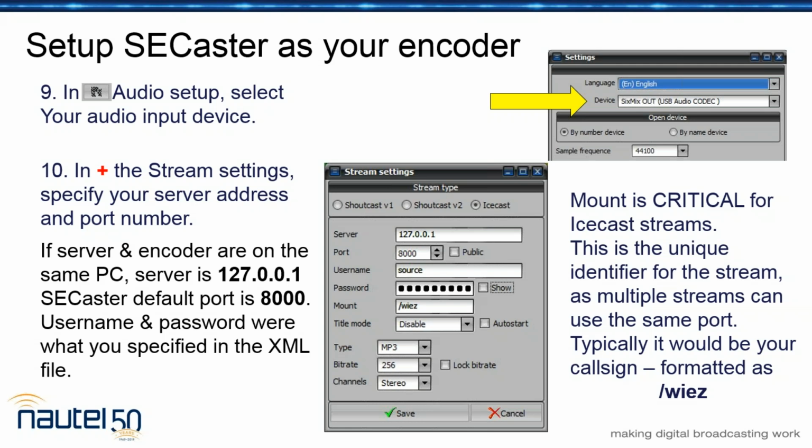Bitrate is adjustable. So if you're using MP3, I would not use anything less than 192 for the bitrate. Otherwise, your audio quality starts to suffer. Obviously, if you're data capped and you need to use a lower bitrate, you are going to have lower audio quality, but at least you're on the air. And then channels should be set to stereo.